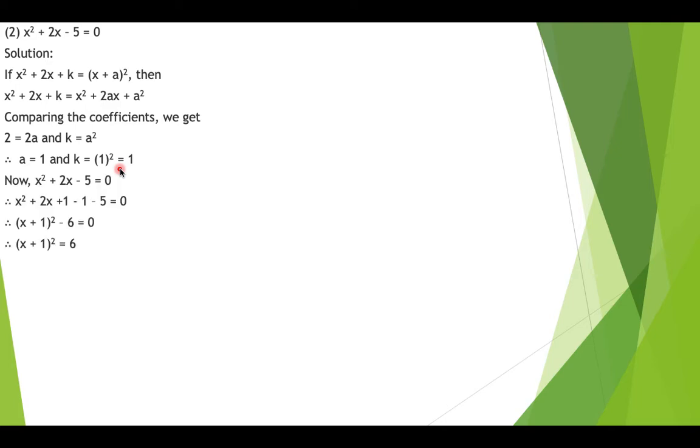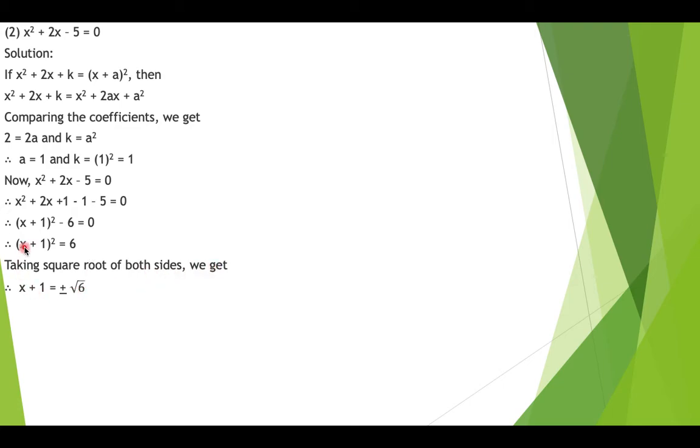So the next step is, now we have to take the original quadratic equation and add and subtract the value of k. So when we add and subtract the value of k, we are going to get x square plus 2x plus 1 minus 5 is equal to 0. If you observe this carefully, x square plus 2x plus 1 is x plus 1 the whole square, minus 1 minus 5 is minus 6 is equal to 0.